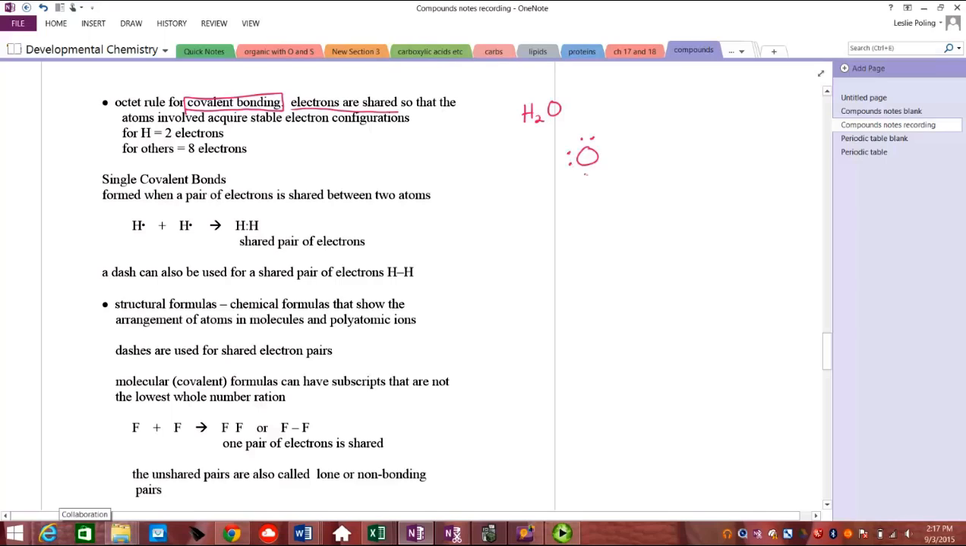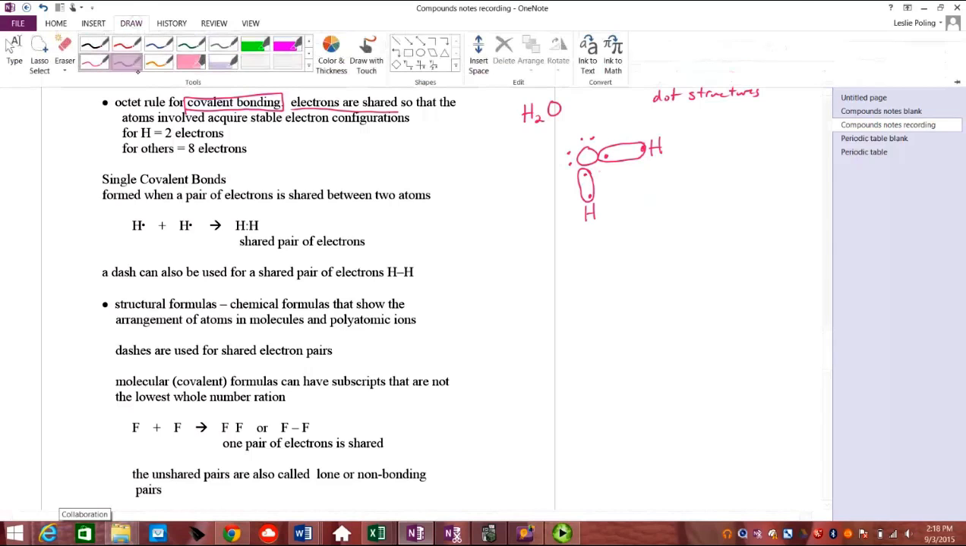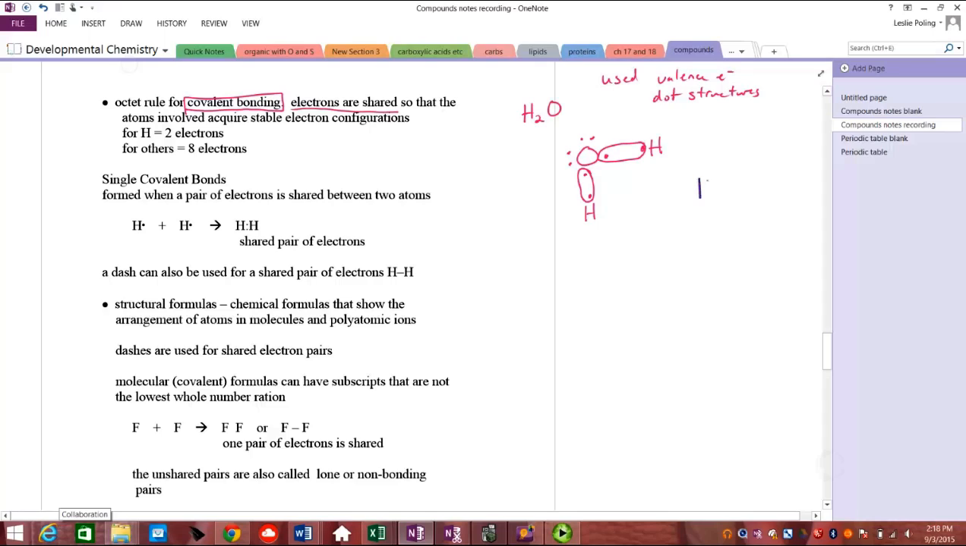We're going to use the valence electron dot structures. And then we've got two hydrogens. These electrons right here are going to be shared. And that pair between the hydrogen and the oxygen are going to be shared. So we could draw it like this.